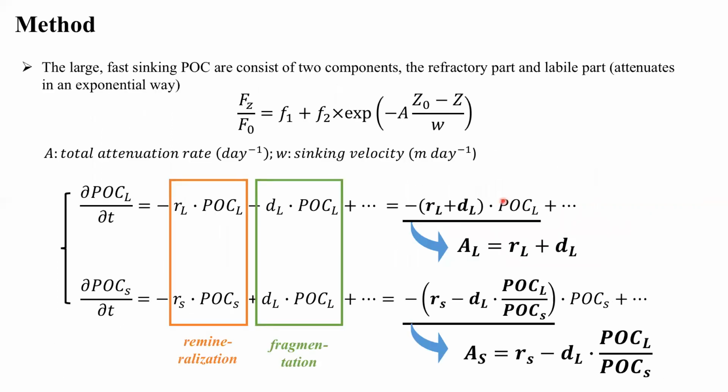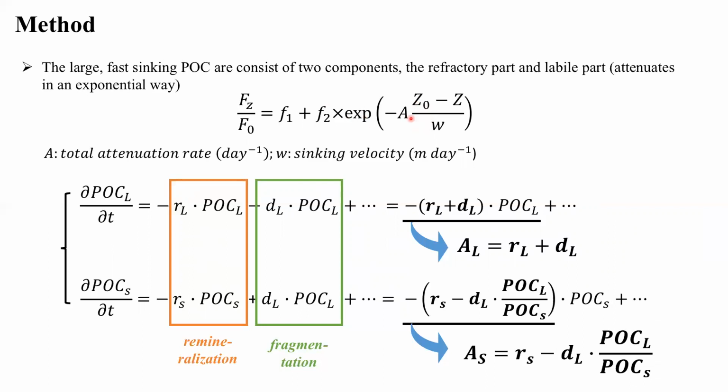For this purpose, we assume that the large, fast-sinking POC consists of two components, where the refractory part is approximately constant throughout the whole water column and is represented by these parameters in this equation. The labile part attenuates in an exponential way. That means they have a constant sinking velocity and attenuation rate. So this exponential part of the equation can also be applied to the small POC.